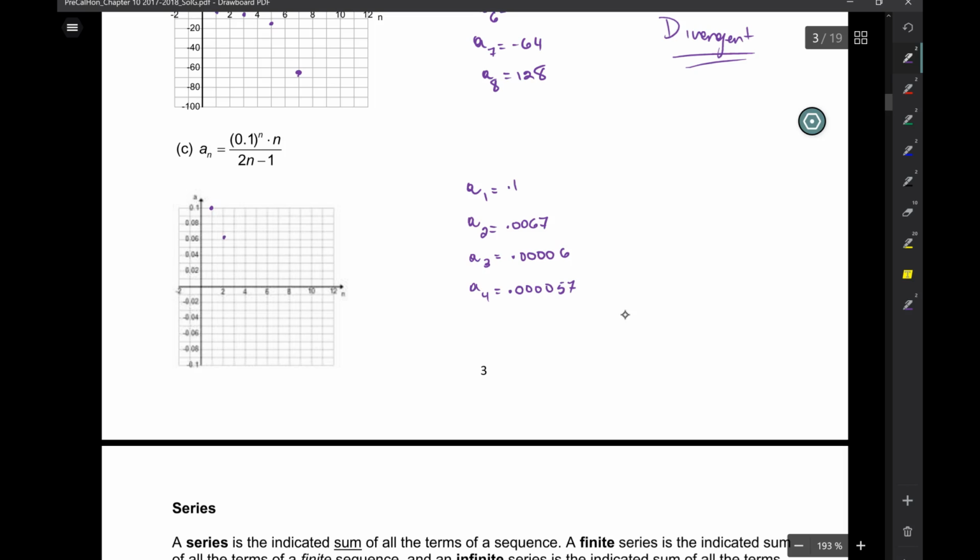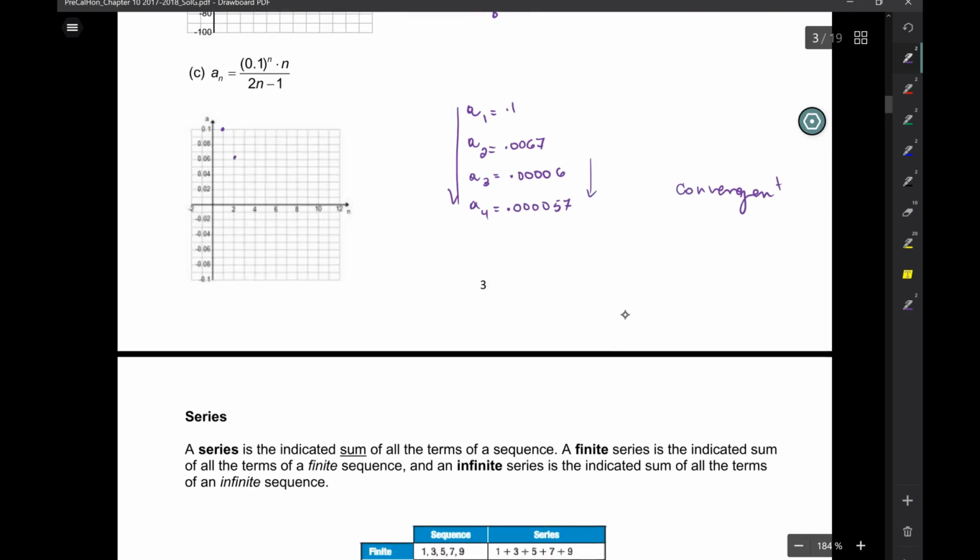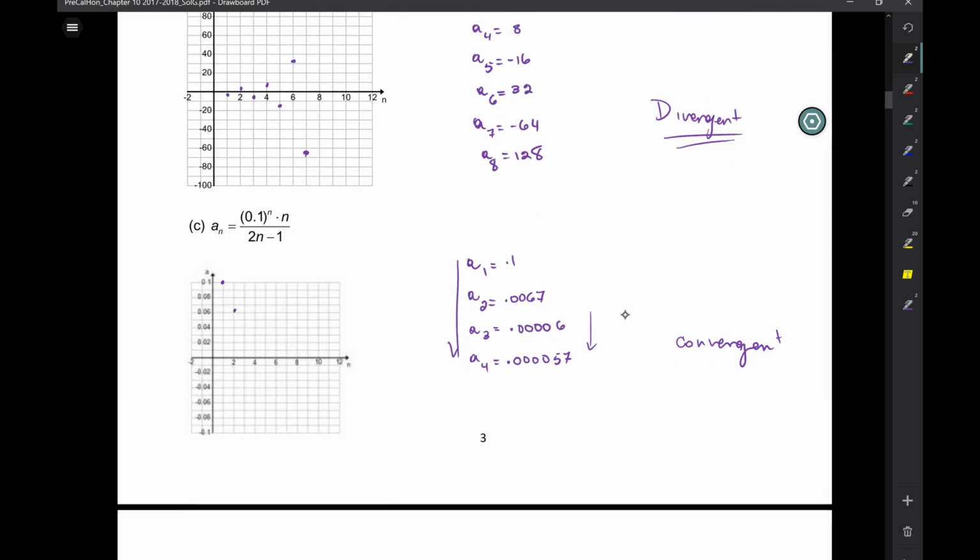0.067 and so on. Okay, what's happening as n gets bigger? Smaller, smaller, and approaching what? 0. So this is convergent. The number 2 would be a lot further than that. It'll be here.